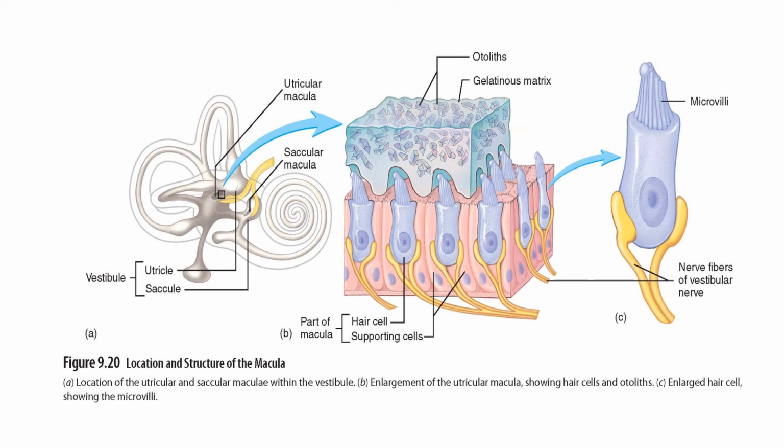So again, the vestibule includes your utricle and your saccule. So you have here your utricular macula and of course the saccular macula. And then the image in letter B is an enlargement of the utricular macula showing hair cells and otoliths. The otoliths are embedded in the gelatinous matrix. So whenever movement is made, of course, the hair cells would actually respond to it. Okay, and then eventually the hair cells would send the signals to the nerve fibers of the vestibular nerve.